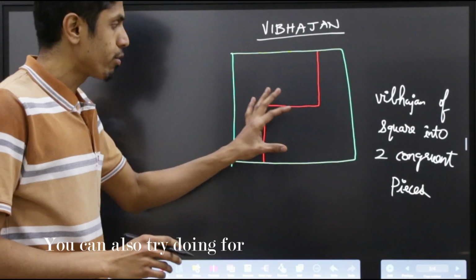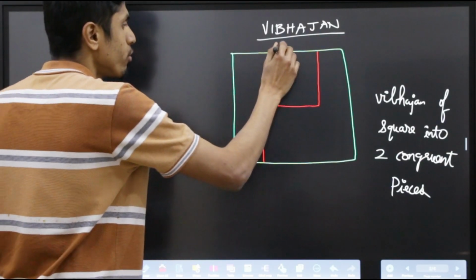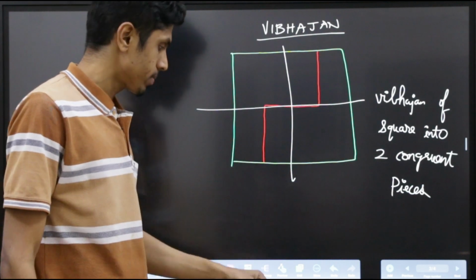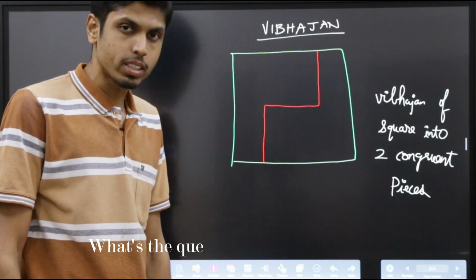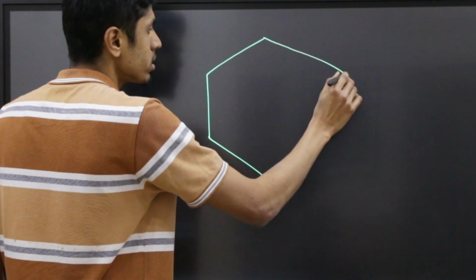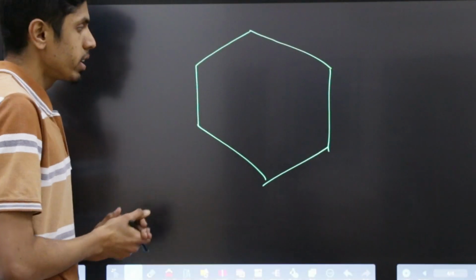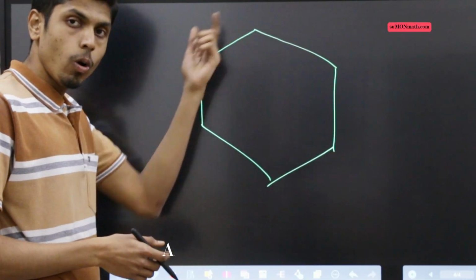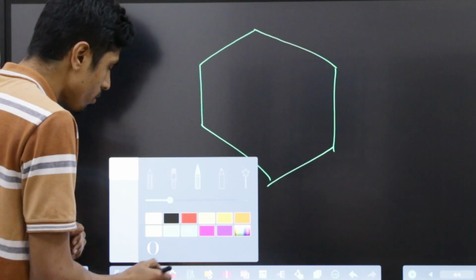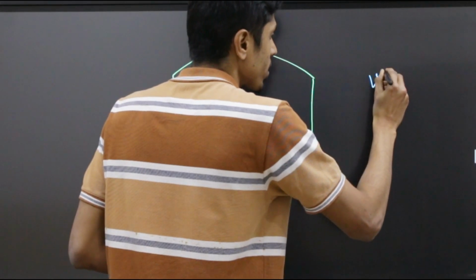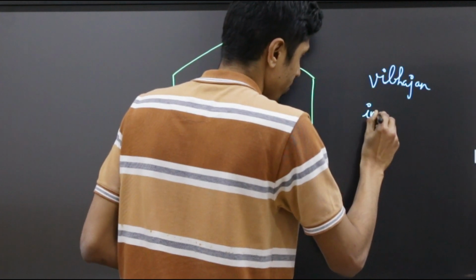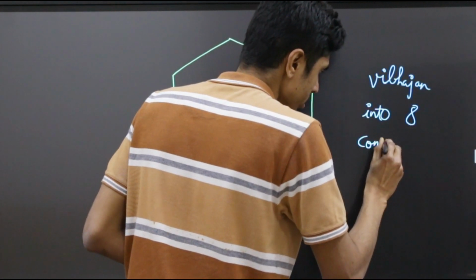You can also try doing it for a higher number of pieces. For example, for 4, you just divide it into 4 pieces by joining the midlines. Okay, then what's the question? We have a regular hexagon. Regular means it is congruent from all directions, or in other words, all sides are equal and all angles are equal. So given a regular hexagon, you are supposed to do Vibhajan of this regular hexagon into 8 congruent pieces.